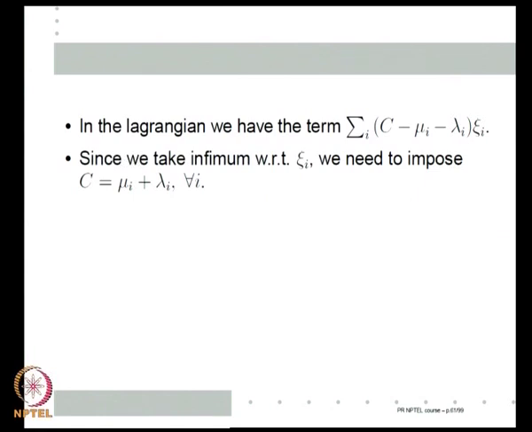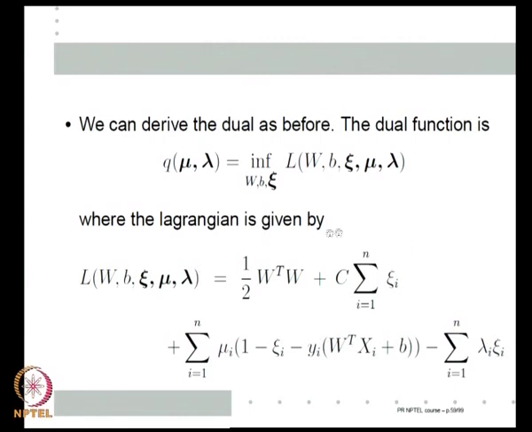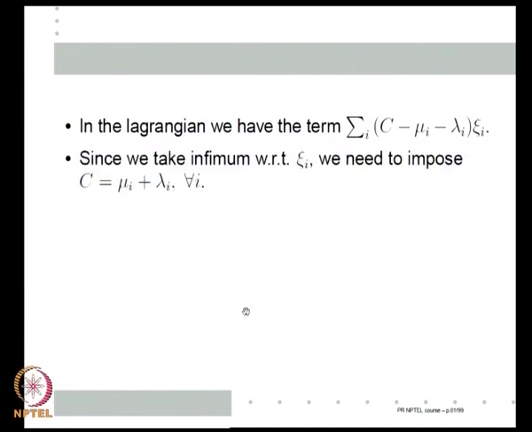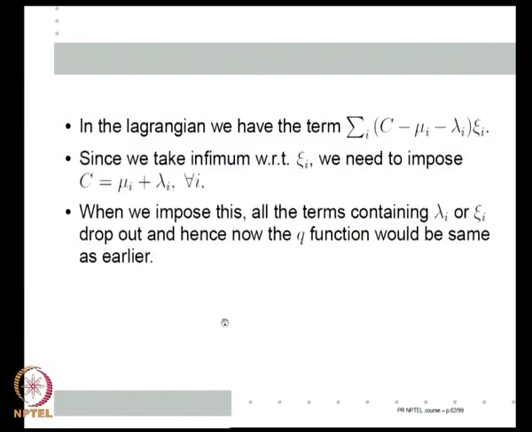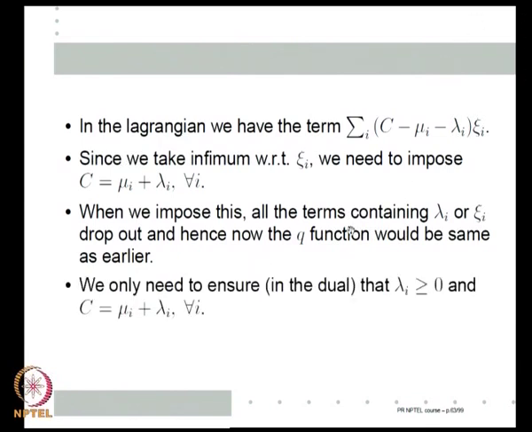Once they drop out of the expression, what is left is the old expression, and I need to find the infimum with respect to W and b, and we already know what that is. That old Q function we know, right. So, if you want to find the new Q function, all we have to do is get the old Q function, because we have to impose this anyway, but in addition to the old constraints, I have to also impose the constraint that lambda is greater than or equal to 0 and C is equal to mu_i plus lambda_i.